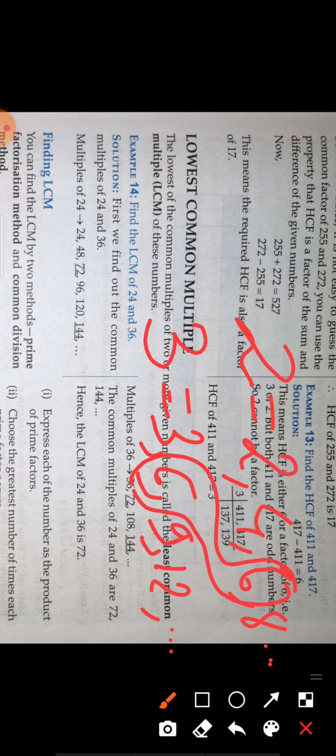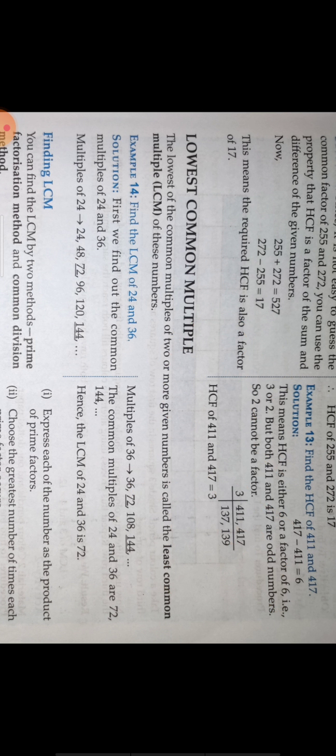So 6 is your lowest common multiple. This 6 is the multiple of both 2 and 3, and this number is common between them. So 6 is your lowest common multiple. Similar to the previous case, you can find the lowest common multiple in two ways.